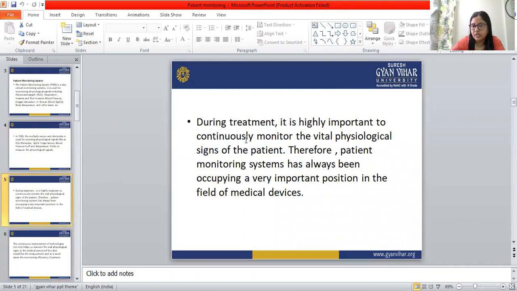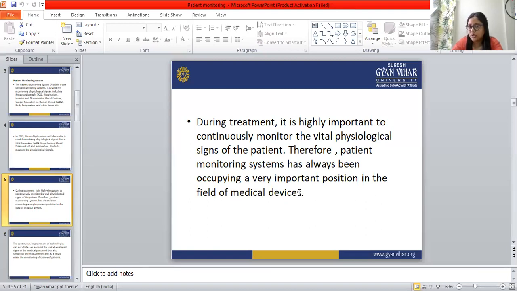During the treatment, it is highly important to continuously monitor the vital physiological signs of the patient. During surgery, or any high-risk treatment, healthcare providers have to continuously monitor the physiological signs of the patient. Therefore the patient monitoring system has always been occupying a very important position in the field of medical devices.